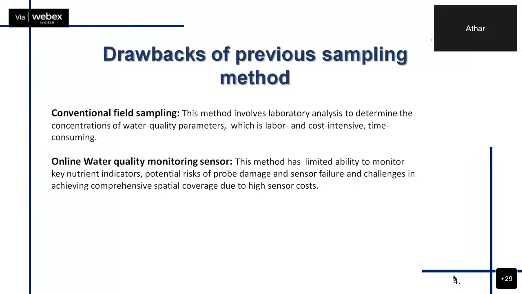Now talking about online water quality sensors. Online water quality sensors have solved the issue of infrequent sampling by providing continuous measurement of conventional indicators like pH, temperature, conductivity, etc. However, it is still difficult and expensive to regularly measure key nutrients using these sensors. Moreover, there are other possible issues like sensor failure, damage to the probe, and the difficulty of monitoring a wide area due to the limited number of available sensors. Now, looking at these drawbacks, it indicates that there is a need for a machine learning model in this domain.